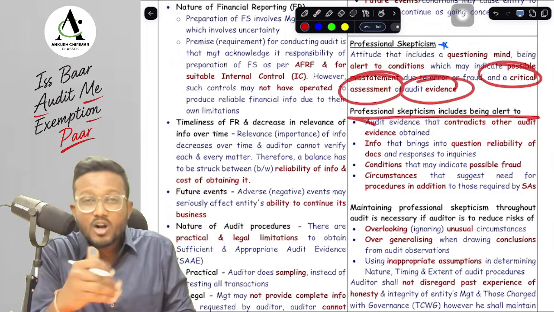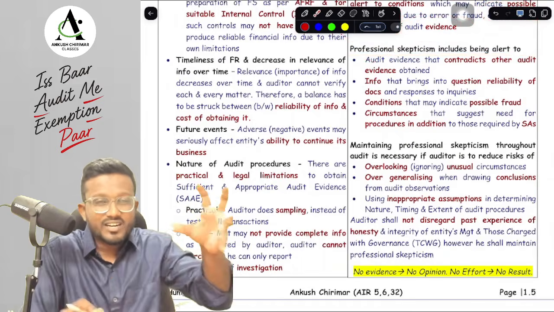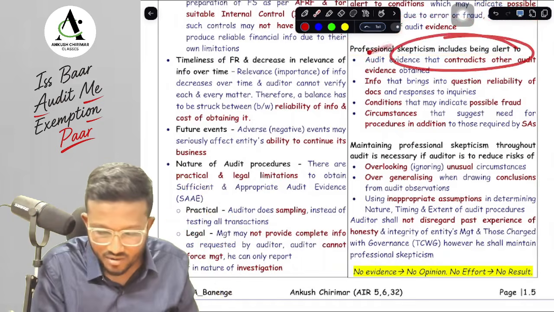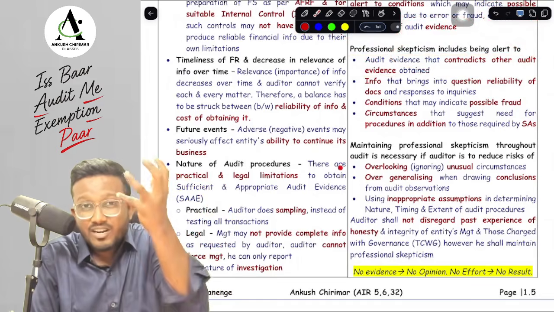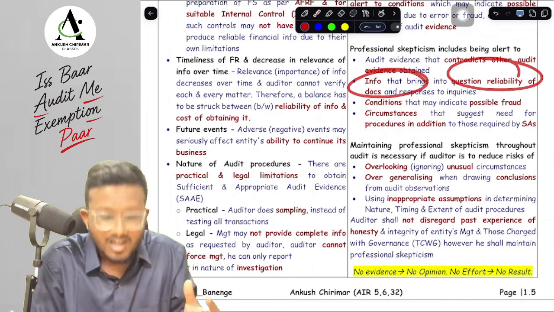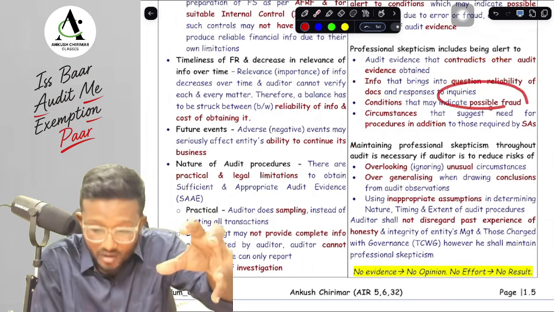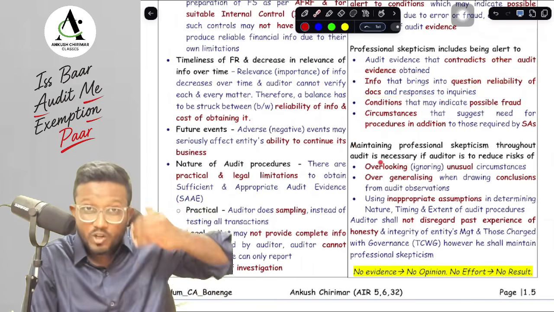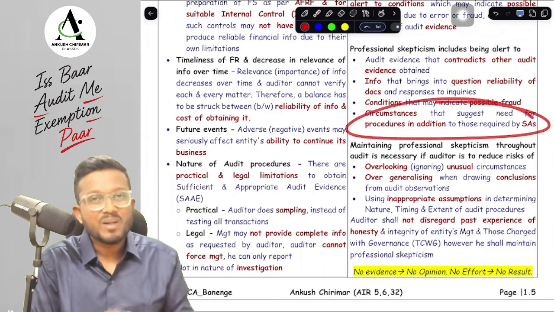Now, what conditions do we need to be alert to? First of all, there is audit evidence that is contradicting other audit evidence, or there is information that questions the reliability of the documents, or there is a condition that there can be possible fraud, or there are circumstances in which you need to perform additional procedures other than those required by the ISAs.